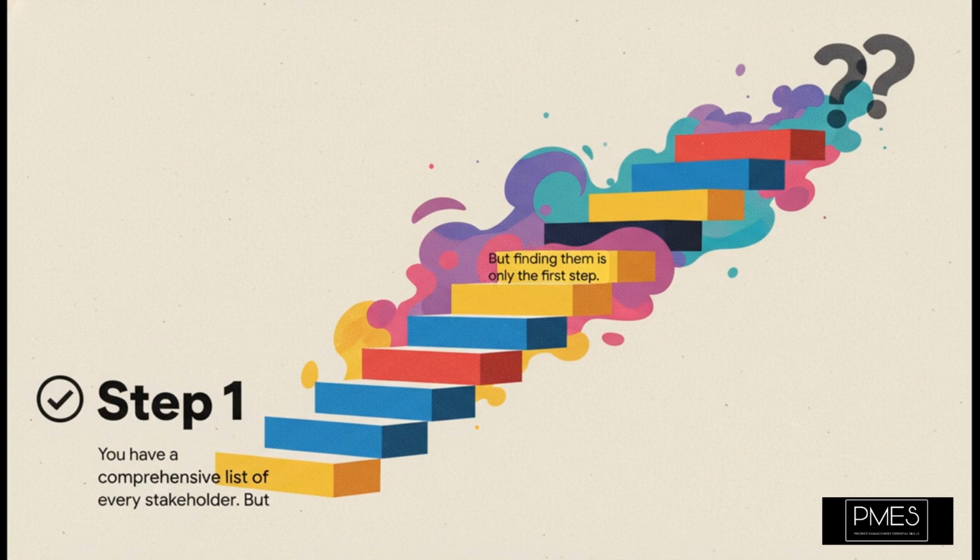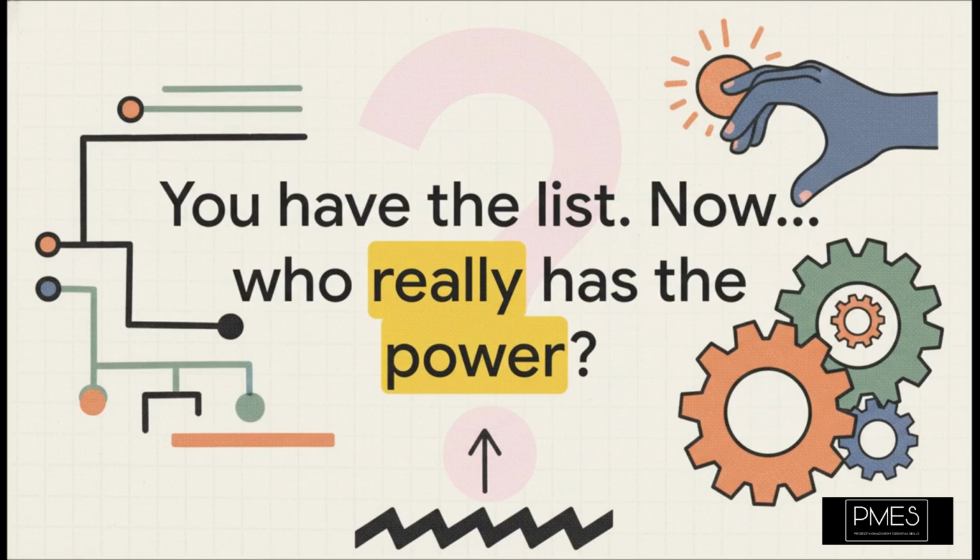So there you have it. You now have the foundational knowledge and the toolkit to build that comprehensive list of every single person in your project's universe. And that is a huge accomplishment. But as we've said, finding them is really only the beginning. Because now you have the list. But the really big question is, now what? Who on that list has the power to make your project a success? And more importantly, who has the power to stop it cold? That's what we'll dive into next time when we tackle stakeholder analysis.